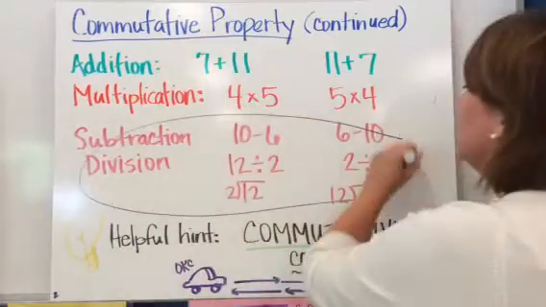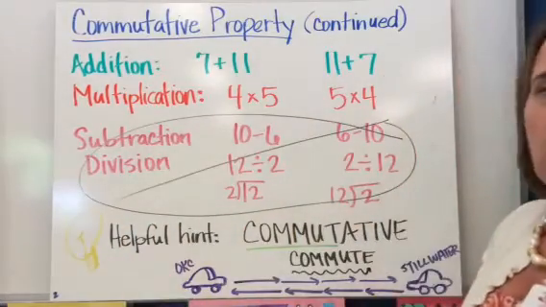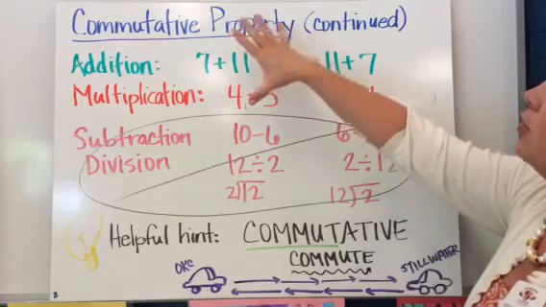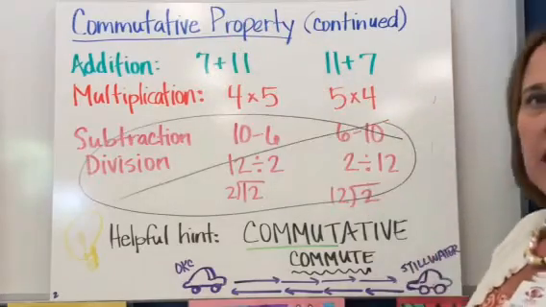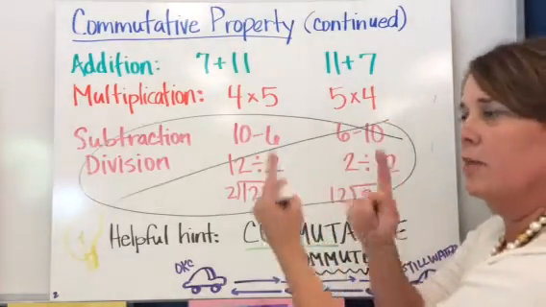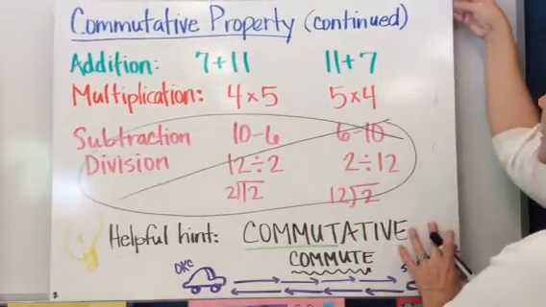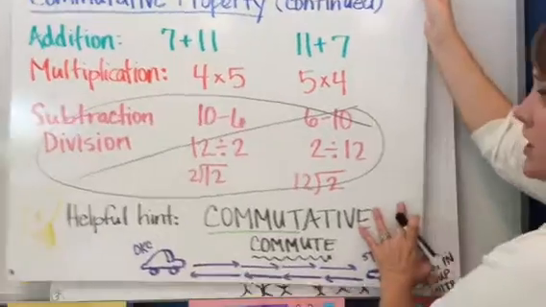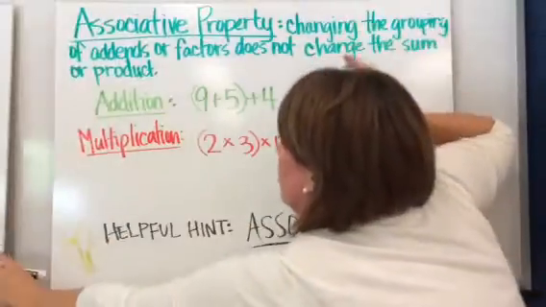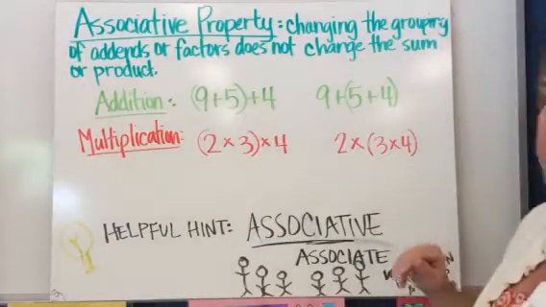So keep in mind, subtraction and division are not commutative. Commutative works only for addition and multiplication, and it's like flip-flopping numbers or values, and it gives you the same product or sum. Then we have what's called the associative property.